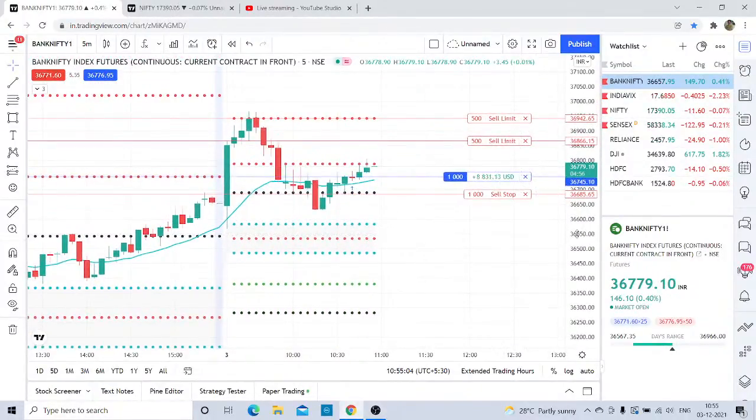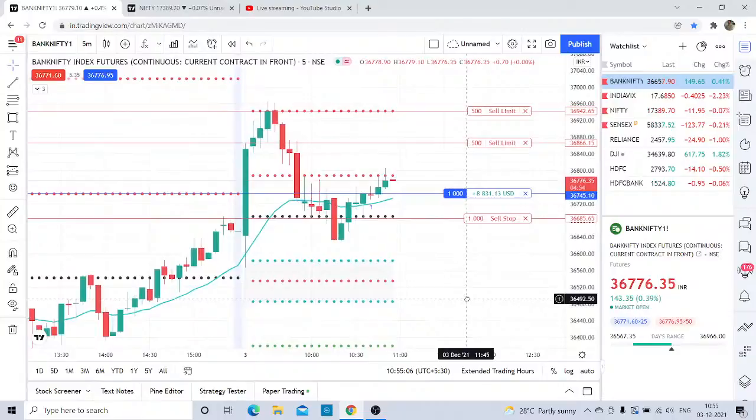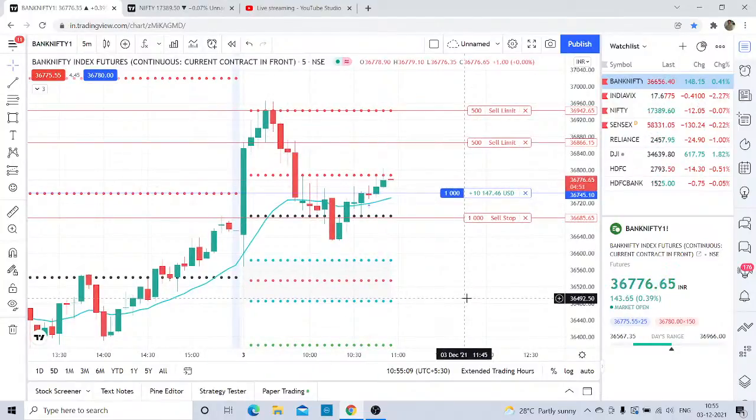The probability of this trade to hit a target is very high. But to be on the safer side, we have kept a stop loss also.